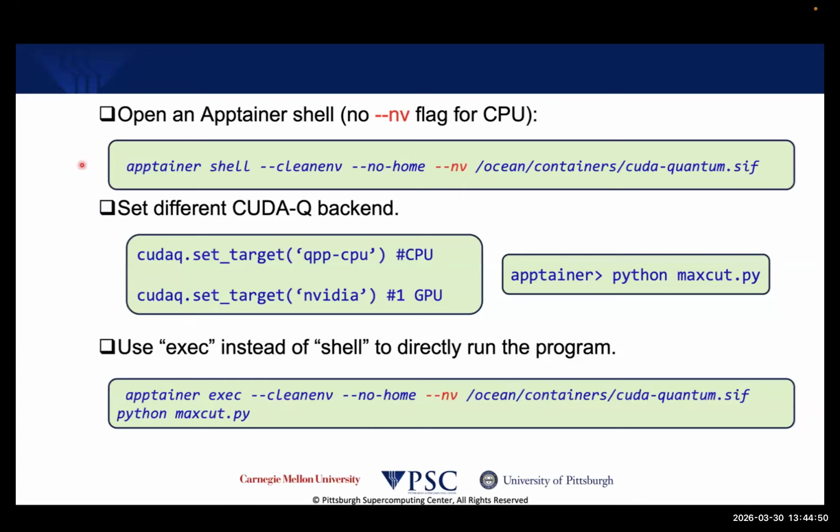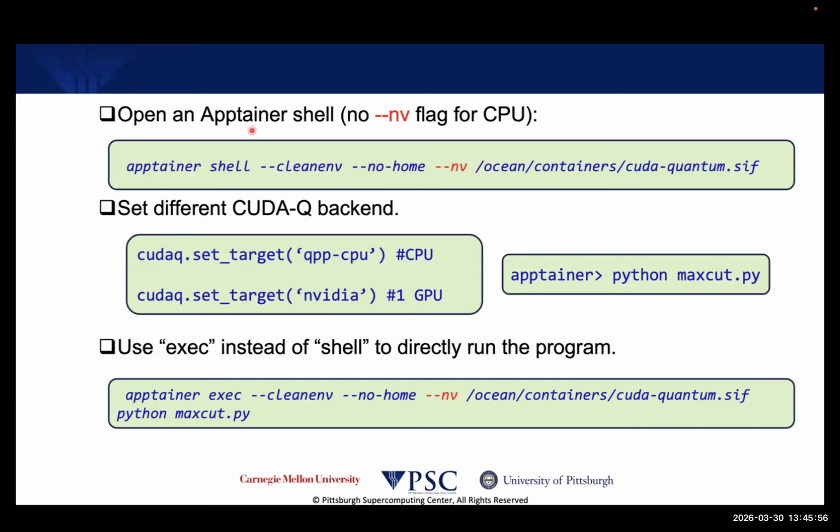Once we have opened our interactive session, we can open our apptainer shell using the apptainer shell command. These two flags are used to make sure that our home environment doesn't interfere with the container environment. For GPU, we can use the dash dash nv flag, but if you are only using the CPU backend, then you don't need this flag. In maxcode.py, there is a line where you can set your backend target. For example, for CPU you can use the qpp-cpu target, and for one GPU you can use the nvidia target. Apart from that, you can also change the precision of the calculations. I think the default in CUDA-Q is single precision, but you can change it to double precision. Once you have changed that, you can simply run python maxcode.py to run the calculation.